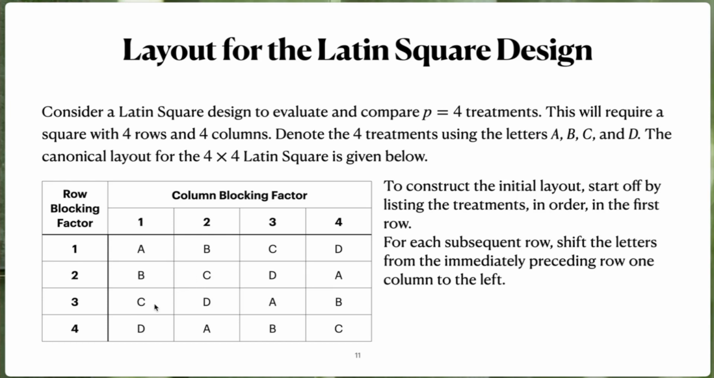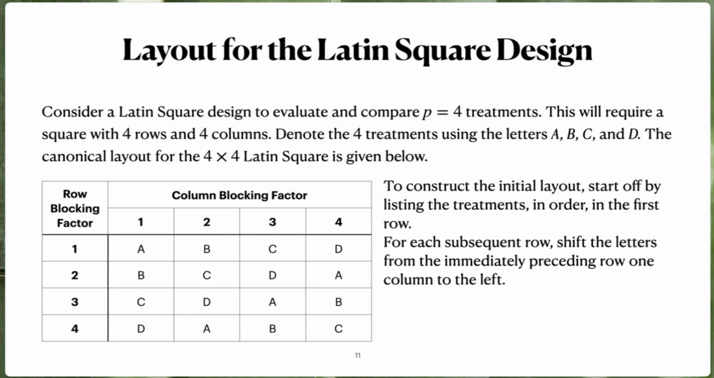Then to get the canonical structure for the third row, again, we're going to do the same kind of process. We look to the immediately preceding row, and we shift everything to the left one cell. For the first one, that wraps around to the last. And so we get C, D, A, B for row 3. And then finally, we do the same thing for the fourth row, looking at the third row and shifting everything one column to the left. So we have D, A, B, C. So that's the initial layout, the canonical representation for the Latin square design.